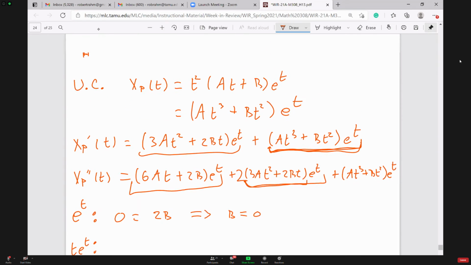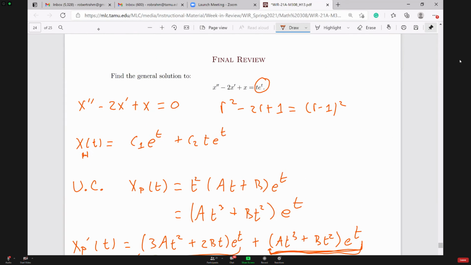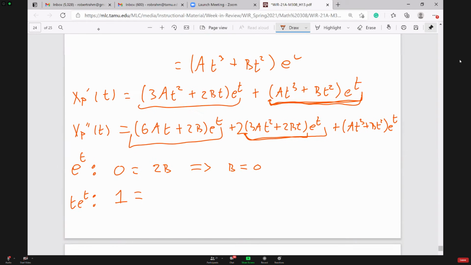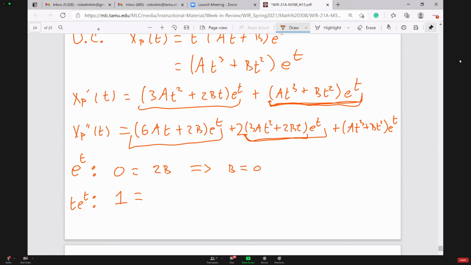Now I'm going to look at the t e to the t equation. What is the coefficient on t e to the t on the right-hand side? One. Yeah, 1. Now it's a little trickier to find the coefficient on t e to the t on the left-hand side, but let's work through this. I've got xp double prime. I've got 6at, so 6at times e to the t. That's going to give an e to the t coefficient. And from this term right here, I'm not going to have any more t e to the t terms. Over here, notice I have a 2 times 2b t e to the t.